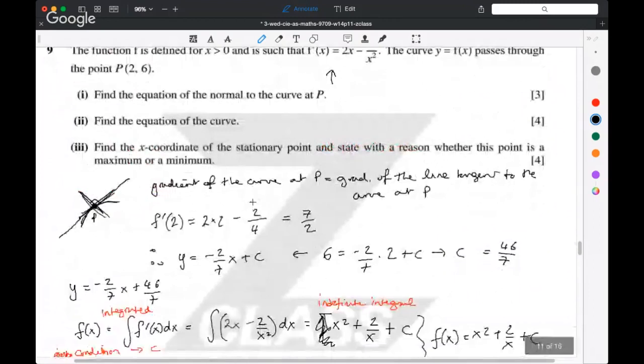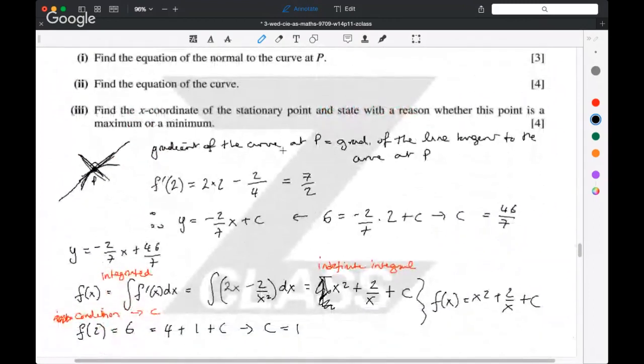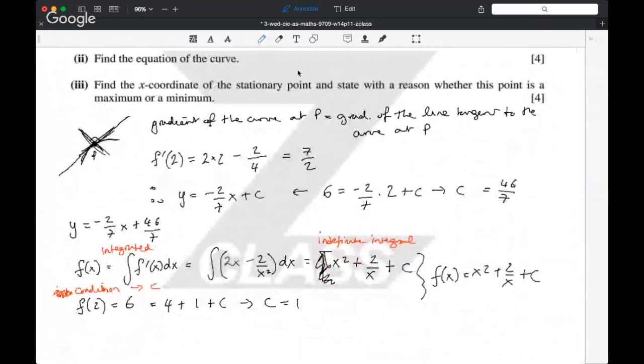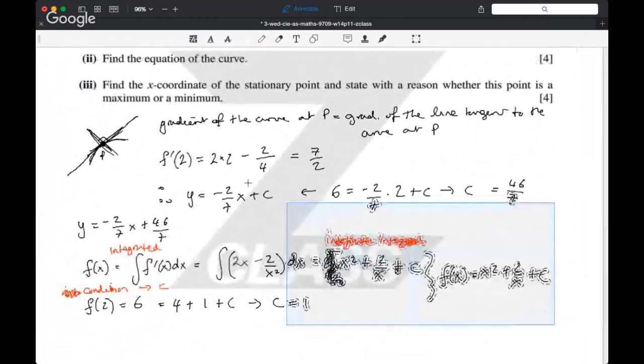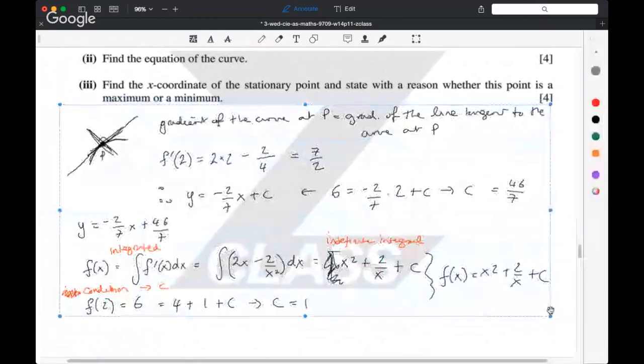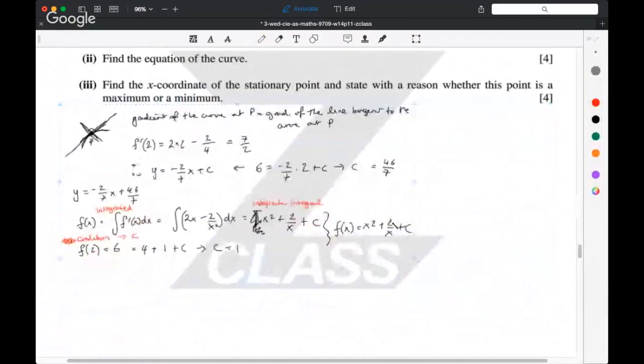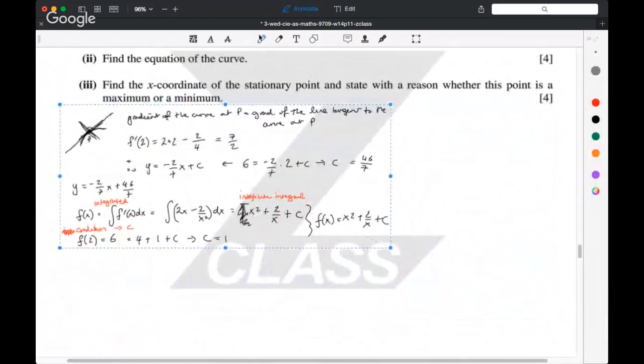And the x-coordinate point of the curve. So let's first just push this a little bit smaller so we have a bit more space. Okay, so stationary point, well, that's defined by f prime of x is equal to 0. So here we're going to take our f prime of x, which is what we had already. So we have that 2x minus 2 over x squared is equal to 0.